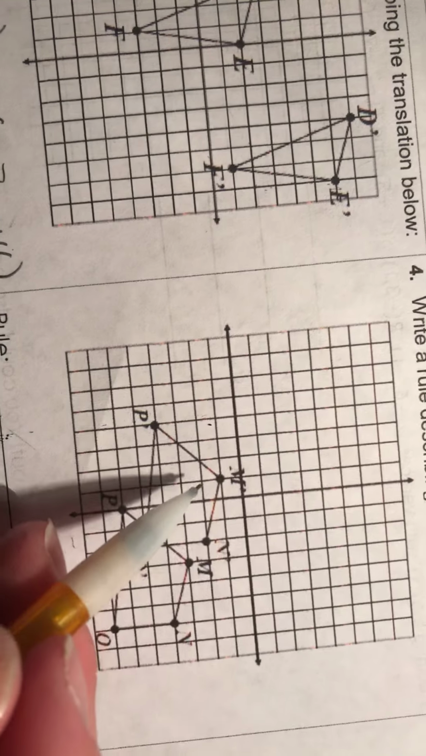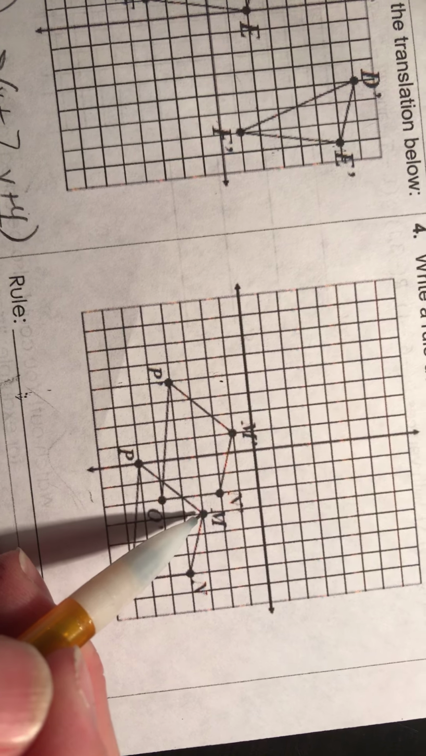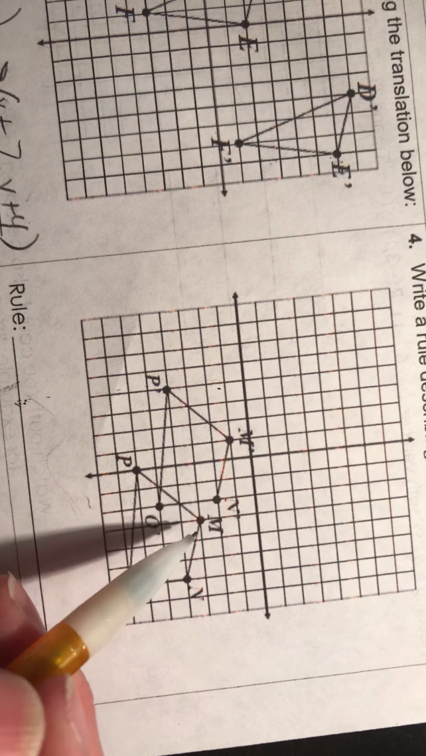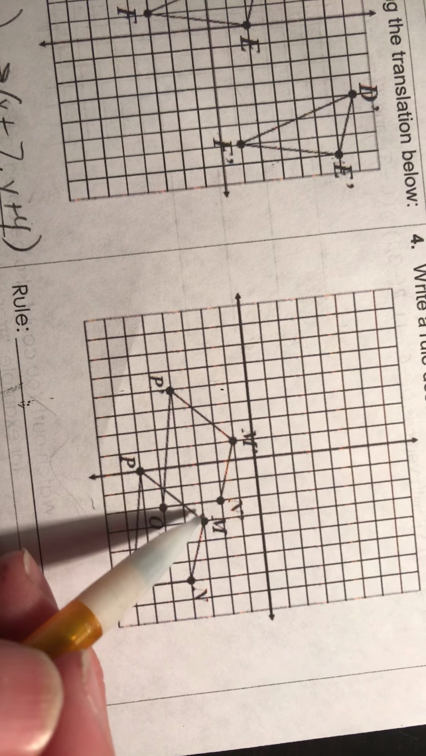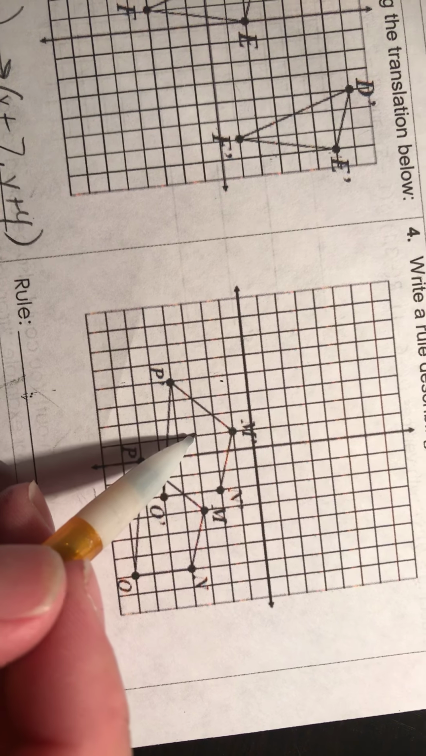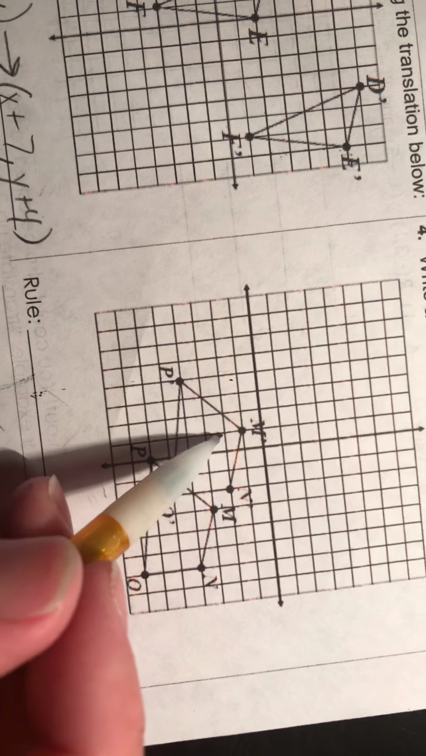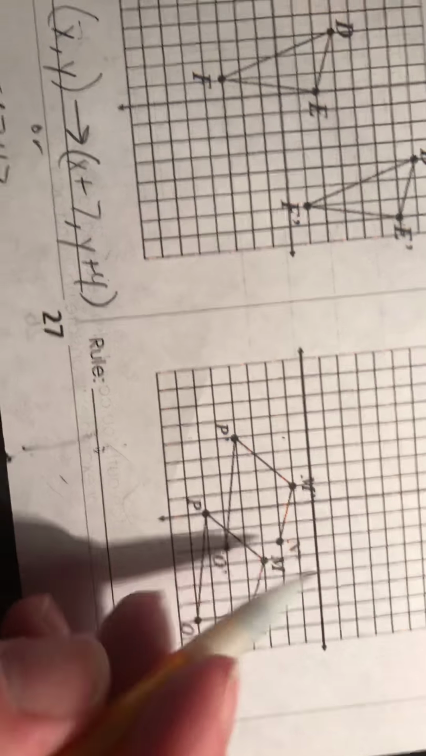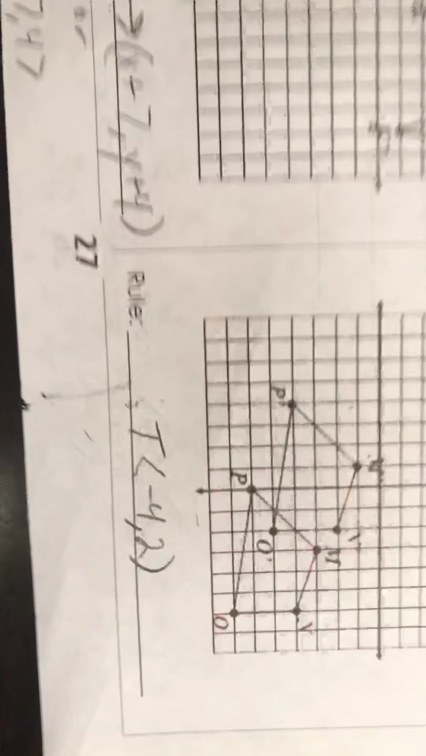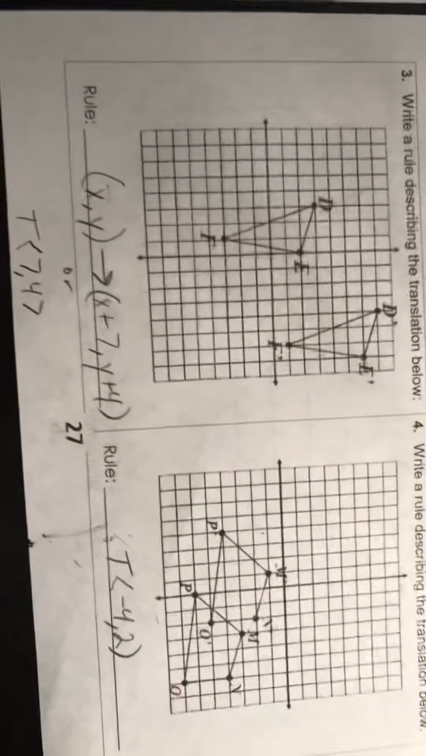All right, so this one, we start with the one that does not have any marks. Okay, so that's the pre-image. Go to the image. So we go 1, 2, 3, 4. So we go -4, 1, 2. So we're going -4, 2. So we can just write T -4, 2. And then that's it. And you're done. And that's it for translations.